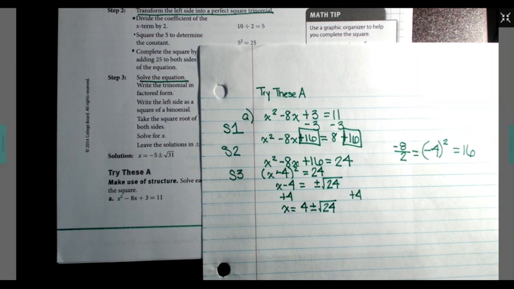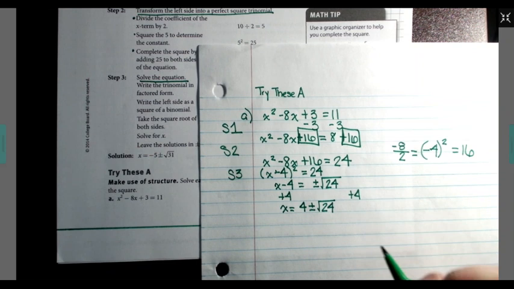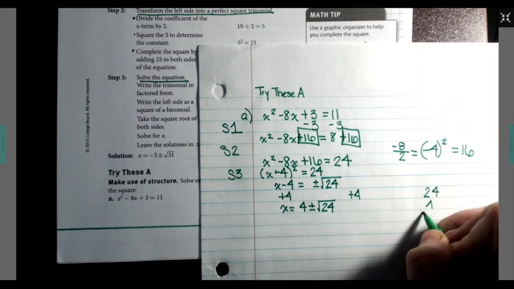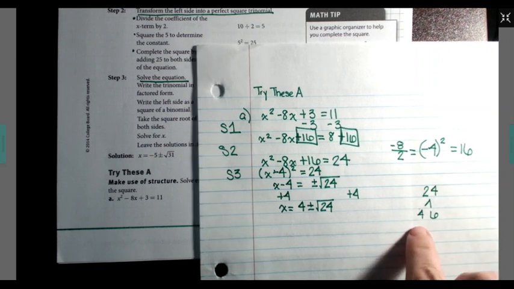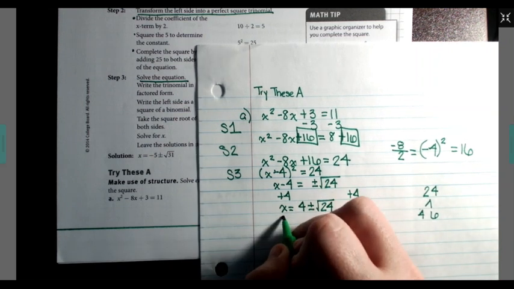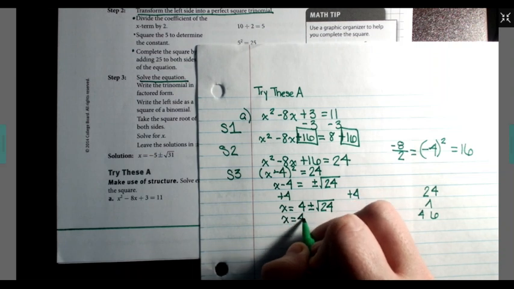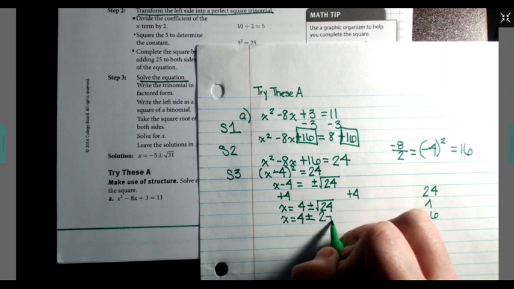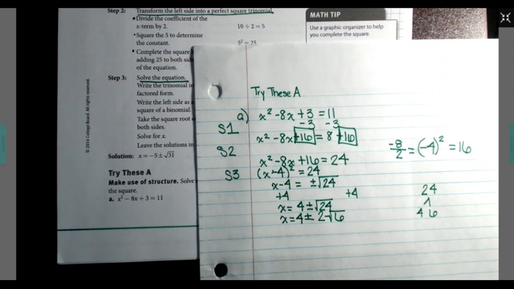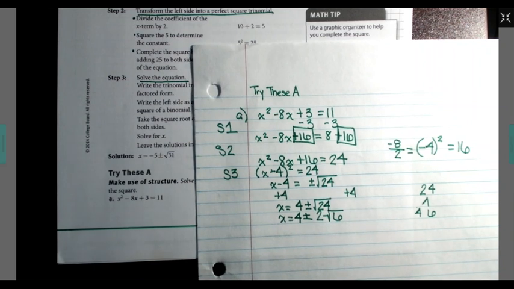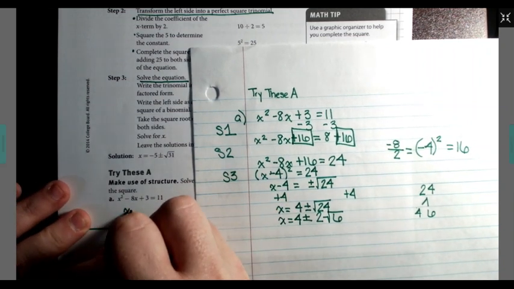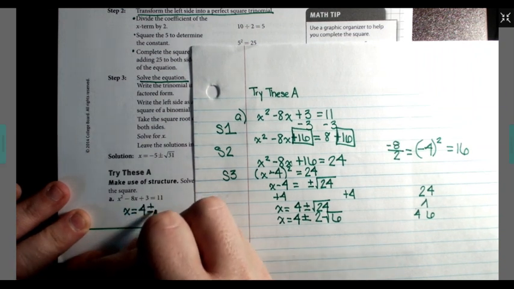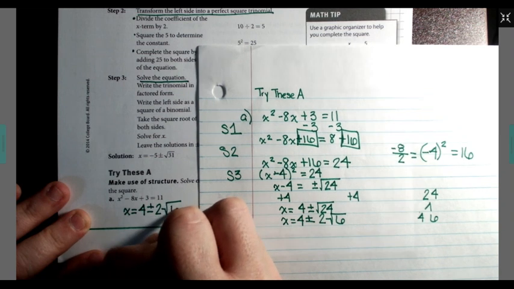But 24 is not the reduced form of a square root. So over here off to the side, I'm going to say 24 can be split into 4 and 6. 4 is a perfect square. So this is going to say x equals 4 plus or minus the square root of 4, which is 2. And we are left with the square root of 6. This would be my simplest form of the answer. X equals 4 plus or minus 2 square root of 6.